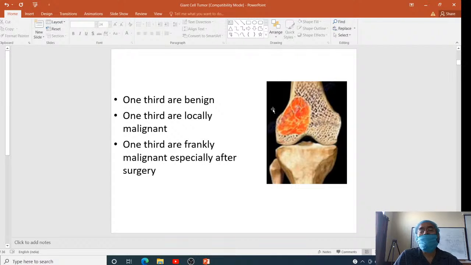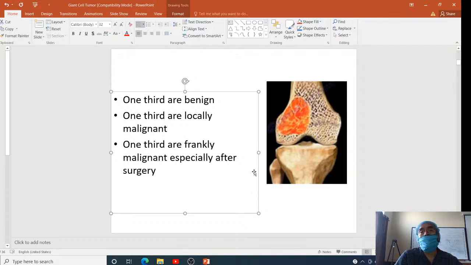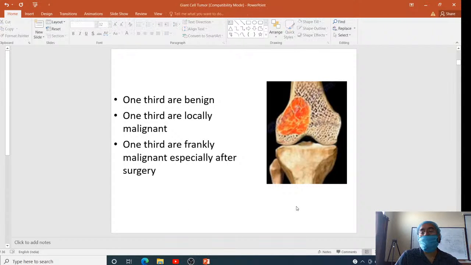One third are benign. You can have a rule of one third. One third are benign, one third are locally malignant, and one third are frankly malignant. So if you don't do a proper job, see, GCT is like a girl miffed. They are very nice initially, but if you do some harm to them, then definitely they will take revenge. Similarly, even a normal one third benign tumor, if you don't scoop out the whole and you leave something behind, then it will become malignant locally.